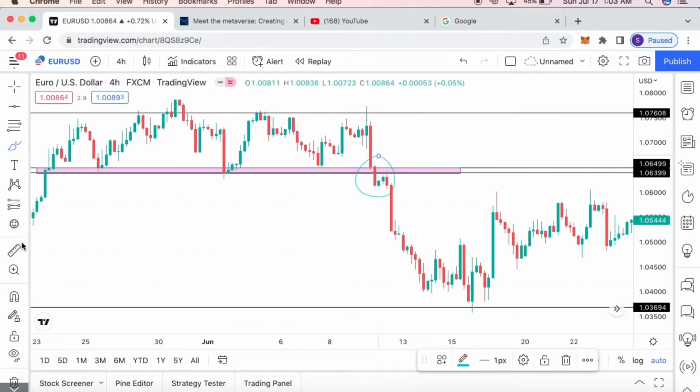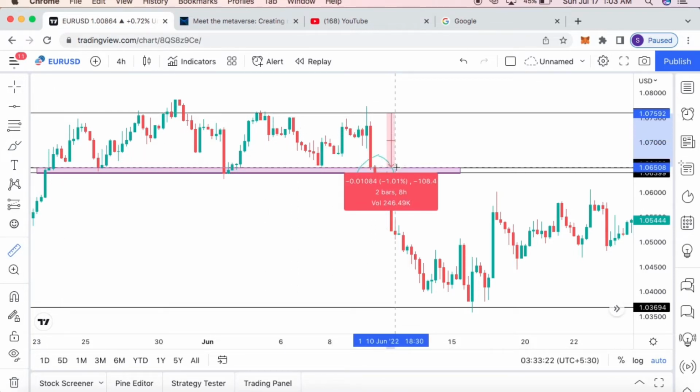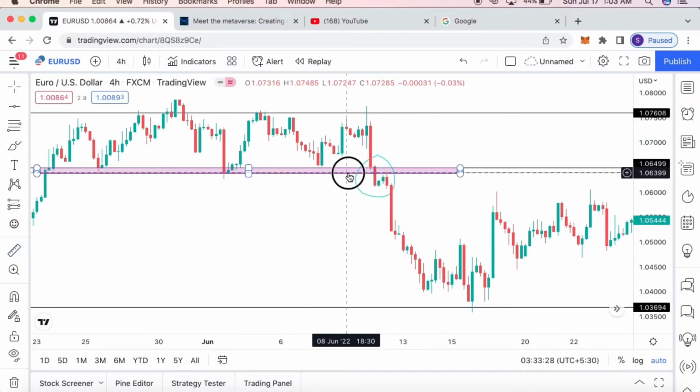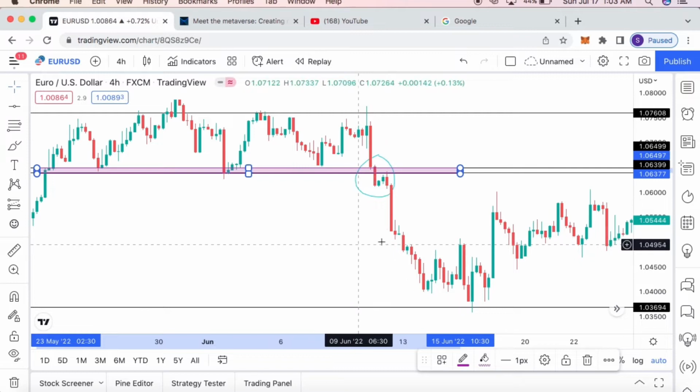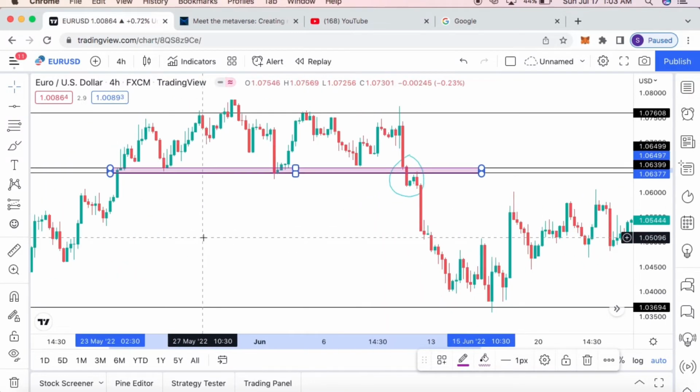Again, you measure this distance in between here and here. You see, this is 111 pips. So this is your first take profit: you measure from when price breaks out from here to any part down there, and then your stop loss has to be very tight, since these are patterns.